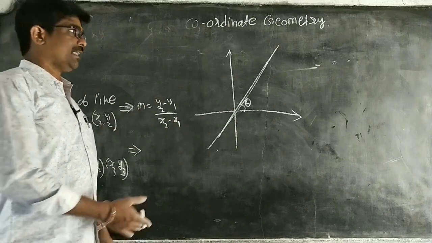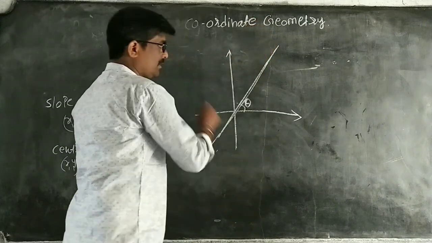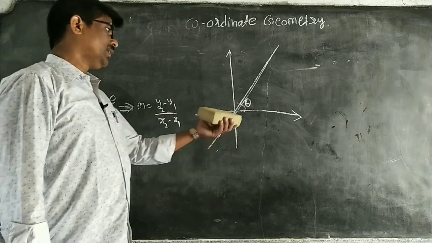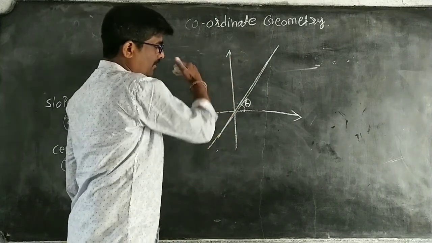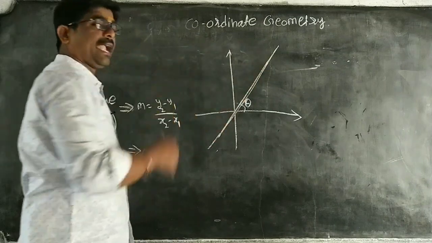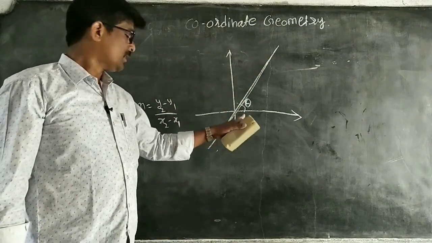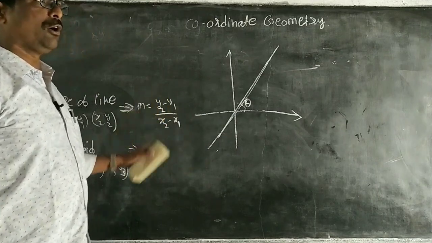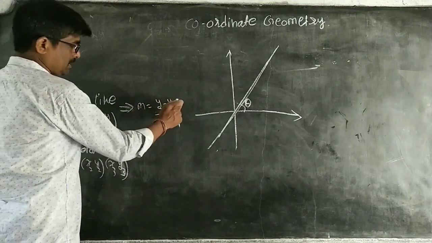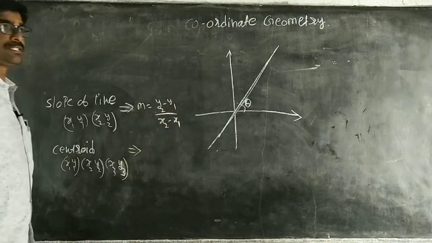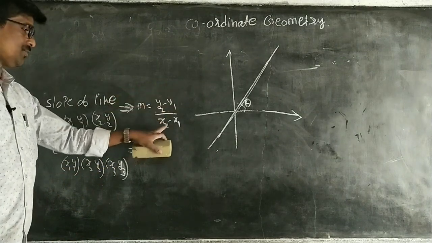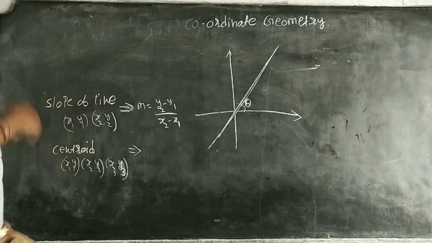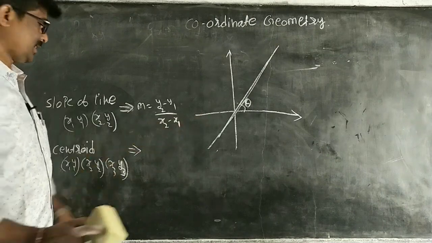What is the slope? Take any line that is not parallel to the x-axis or the y-axis. Some are parallel, and some make an angle with the x or y-axis. So this line makes an angle with the x-axis, and that is called theta. The tan theta is called the slope. Slope is equal to y2 minus y1 by x2 minus x1. Okay? So there is no need to prove it. If you want, I will provide the proof in the next video for your understanding.